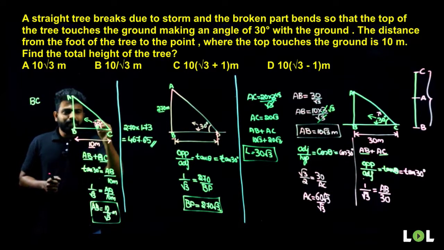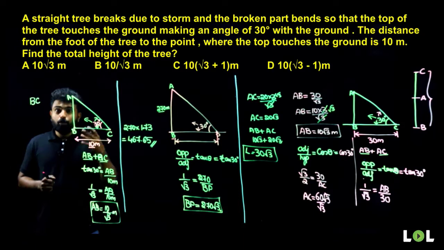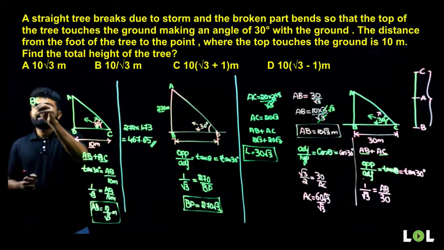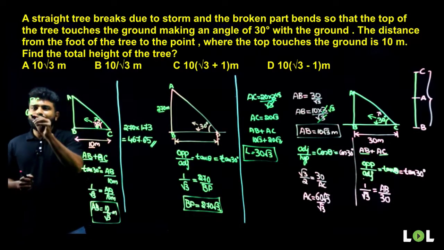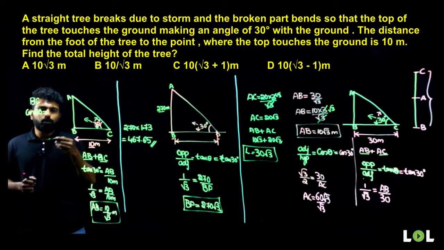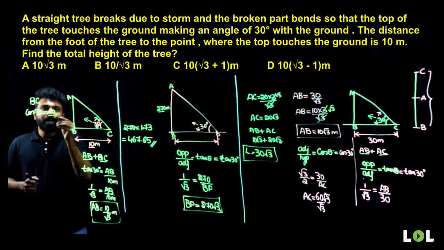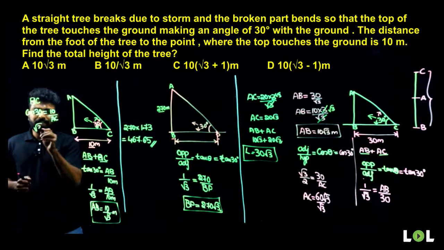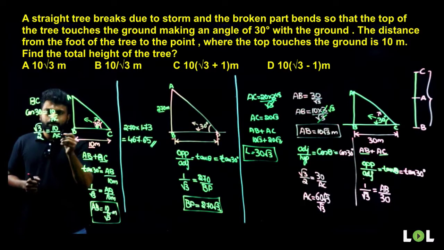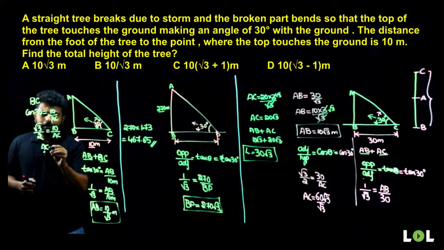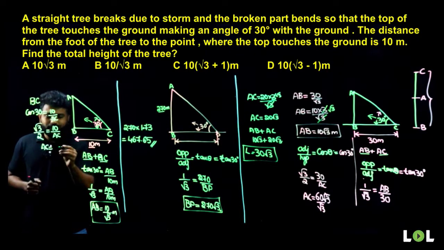So what is AC with respect to 30 degrees? It is the hypotenuse. So which is the other value we know? We know the adjacent. So what is adjacent by hypotenuse? Adjacent by hypotenuse is nothing but cos theta. The value of theta here is 30 degrees. So I'll directly write cos 30 equal to adjacent, that is 10 meters, divided by hypotenuse, that is AC. So what is the value of cos 30 degrees? Cos 30 is root 3 by 2, and that is equal to 10 by AC. So what will be the value of AC? If we cross multiply, we will get AC as 10 into 2, that is 20 divided by root 3.